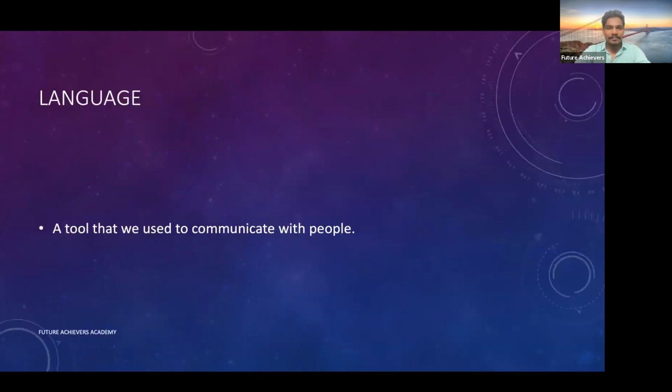Let's start. What is language? Language is a tool that we use to communicate with people. For example, if you take English, I'm communicating with you using the language called English. Maybe I can use Hindi also or Telugu also, whatever the language that I know, right? Similarly, a tool that we use to communicate and exchange some words, feelings, and all. Why am I discussing language? Because languages and the programming languages have a solid connection.